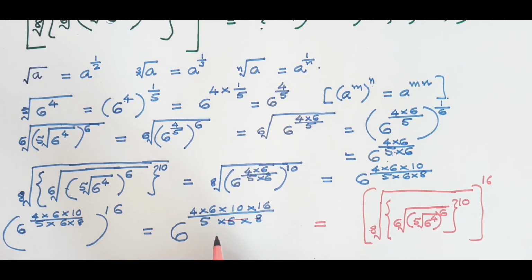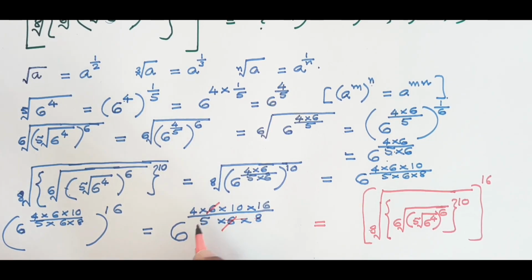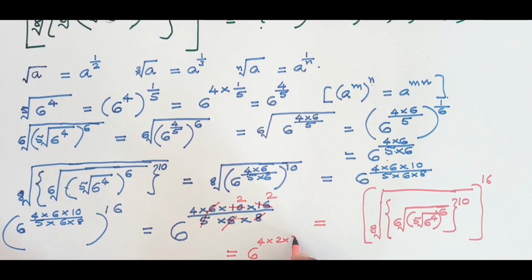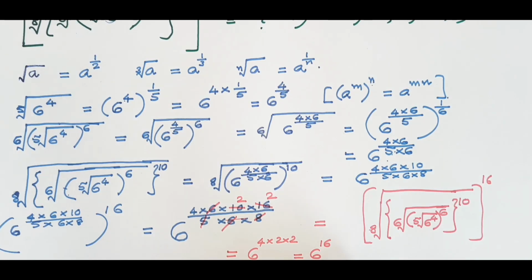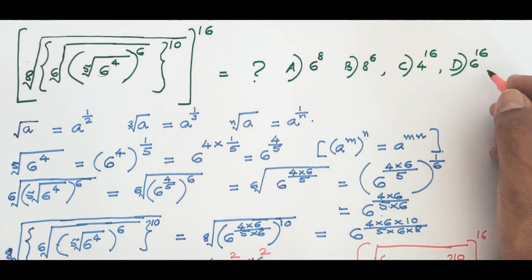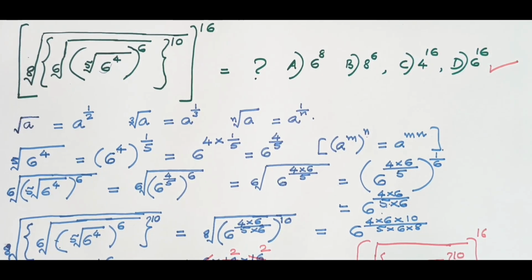Now again, okay, let me simplify this further. 6, 6, 2, 5 goes twice. So you get what? Finally, 6 to the power of 4 multiplied by 2 multiplied by 2, which is 6 to the power of 16, which is the last option given in the question. This was the question and this is the answer.